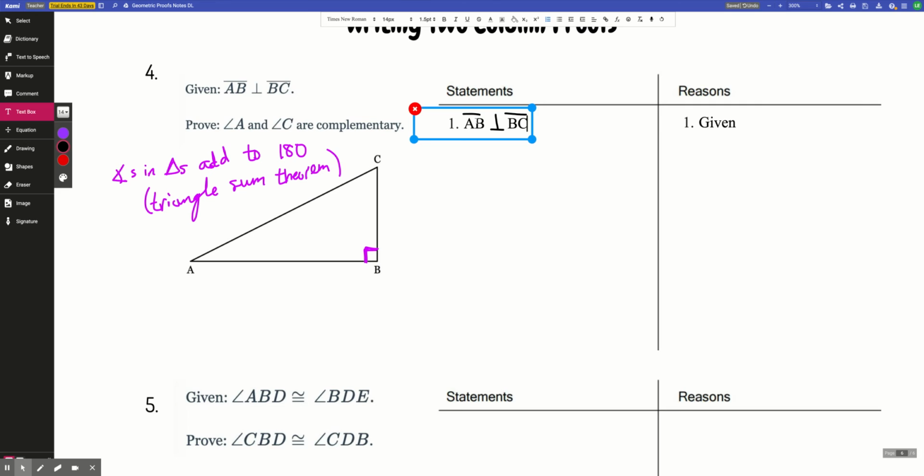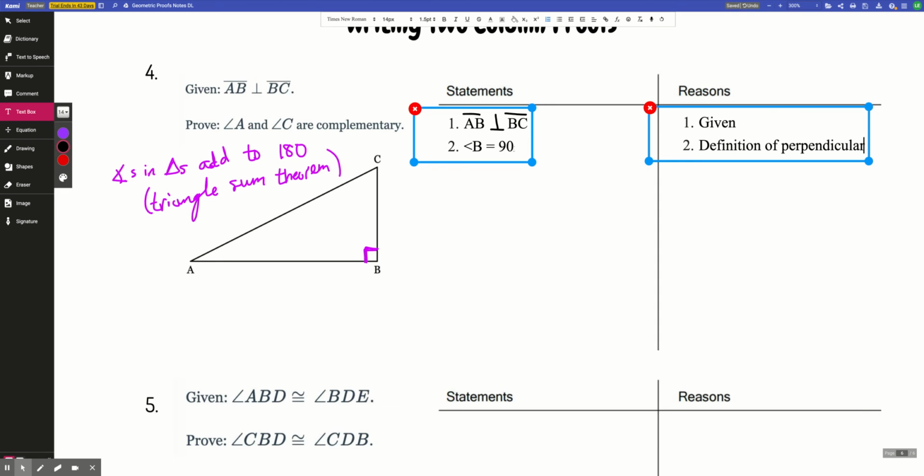Let's see if it'll allow me to. Yes, it will. Okay, so what I have to do is think, if AB is perpendicular to BC, what does that mean? What's something else that I know if I know that those lines are perpendicular? And what I know from the definition of perpendicular is that angle B equals 90 degrees. Okay, and the reason I know that is because that is the definition of perpendicular.